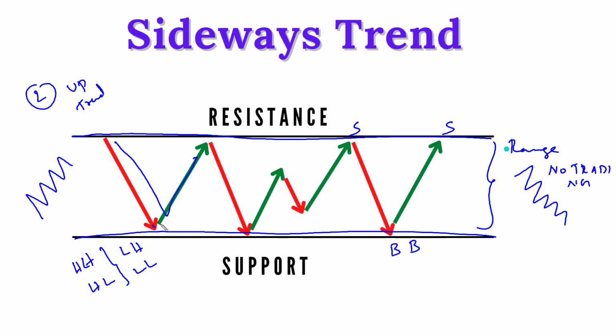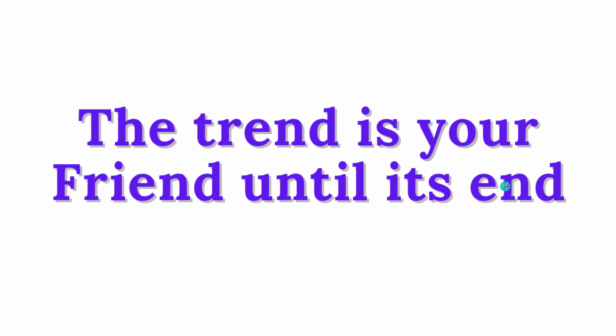You can see this is low, this is high, and you can see equal low and lower high, and higher low and equal high, and again it makes lower. So completely, it's in a range. It is called sideways market or range bound market. And the most important thing you have to remember is the trend is your friend until its end. Just note it down. I will explain why.